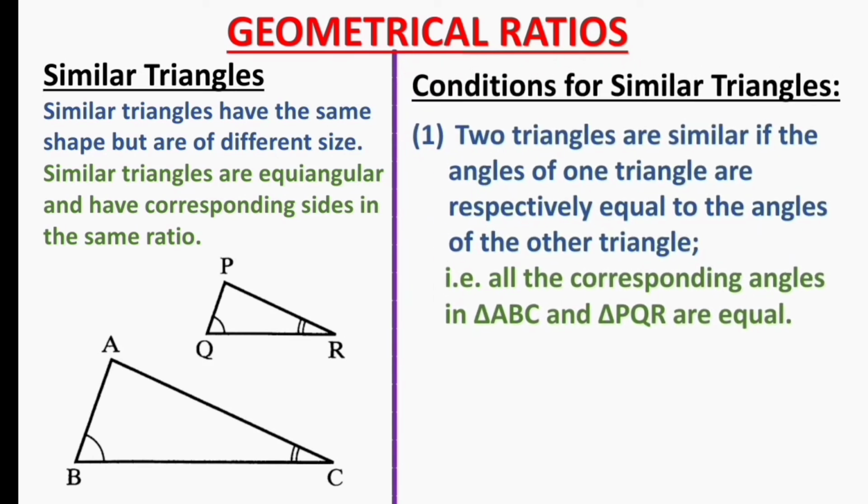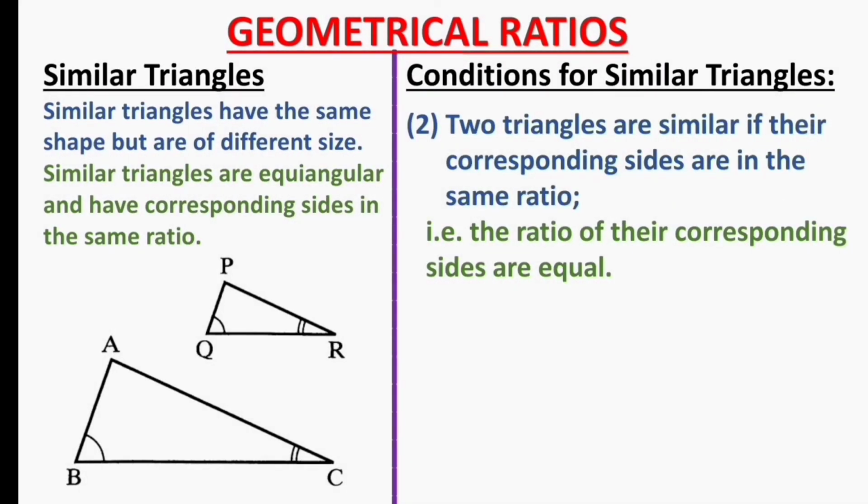Let's see the conditions for similar triangles. We have two conditions for similar triangles. Condition number 1. Two triangles are similar if the angles of one triangle are respectively equal to the angles of the other triangle. That is, all the corresponding angles in triangle ABC and triangle PQR are equal because they are similar triangles. So what we have here is that the angle at A should be equal to the angle at P. The angle at B should be equal to the angle at Q, while the angle at C should be equal to the angle at R. Please take note of this first condition for similar triangles.